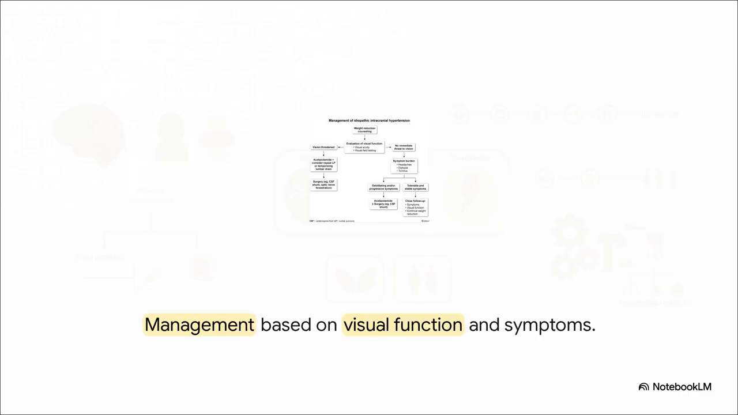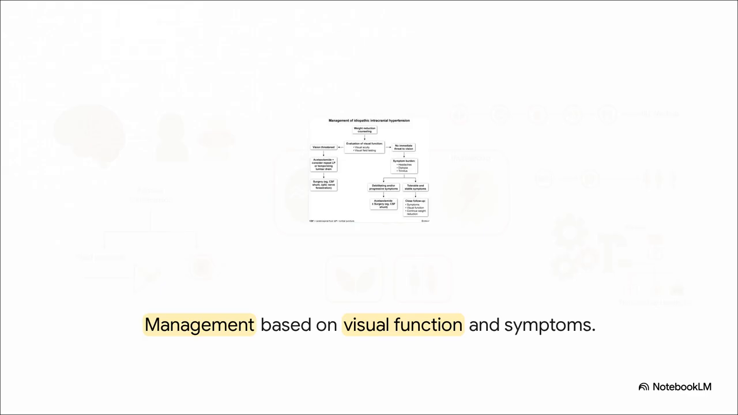When it comes to management, it hinges entirely on their visual function. For every single patient, weight loss counseling is paramount. Now, if there's no immediate threat to their vision, you can just start a carbonic anhydrase inhibitor like acetazolamide or topiramate to control the symptoms.